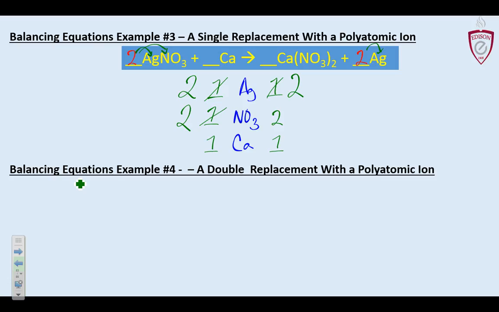Nitrate balances. And wow, look at that. Calcium balances. So I have to put something on these other blank lines up here in the equation. 1. I would do that. And what this really means, it boils down to, and this is how it would read if it were a word sentence, 2 moles of silver nitrate combined with 1 mole of calcium metal and react to create 1 mole of calcium nitrate and 2 moles of silver metal.